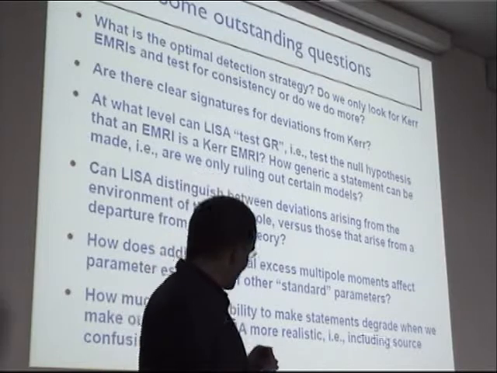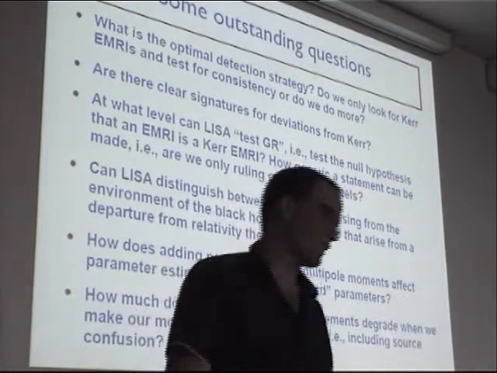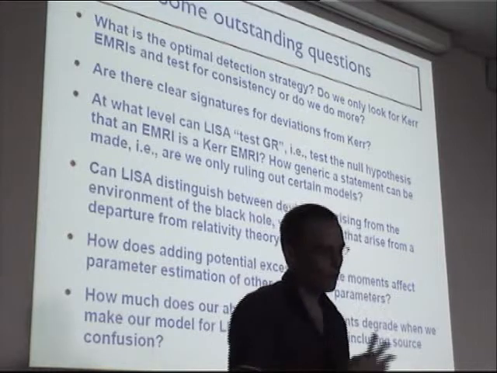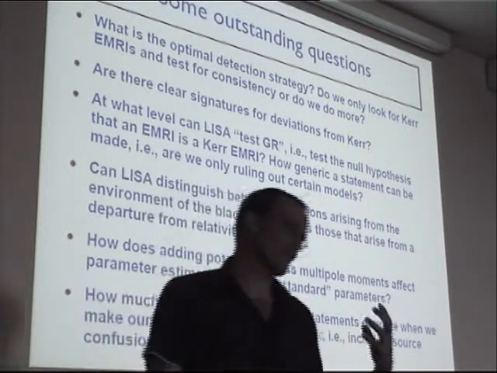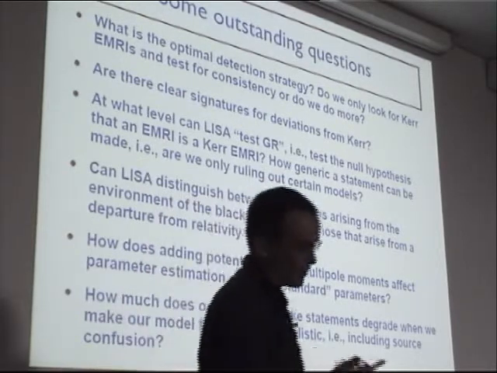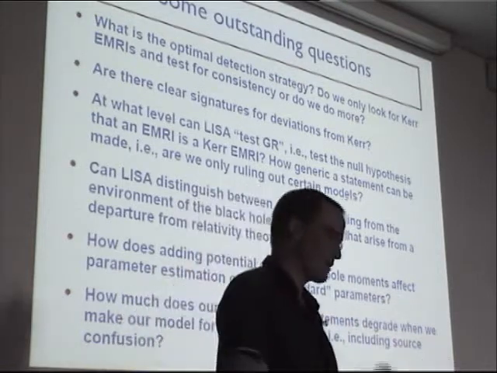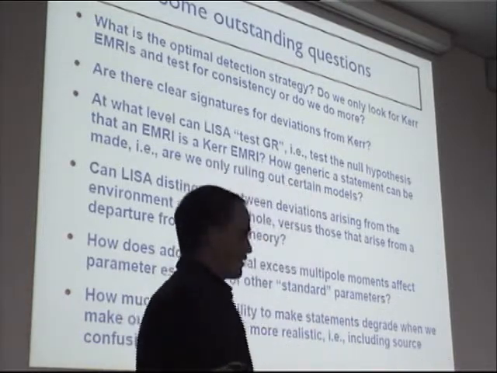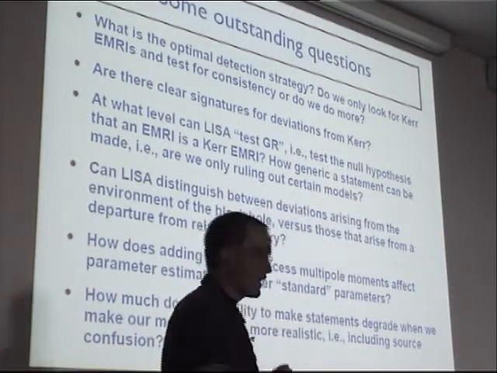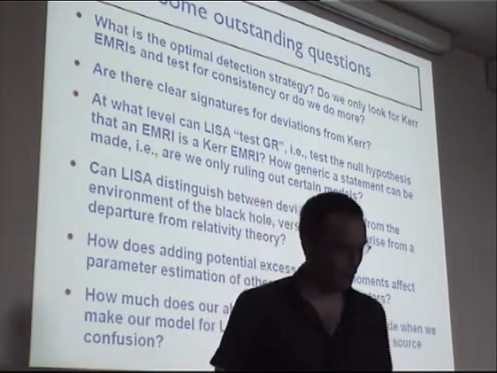And then this key point is, how does our ability to make statements degrade when we make LISA more realistic? The models we've used so far have been one or two EMRIs in a clean data stream. We do allow for the white dwarf binary background, but we don't account for residual noise that you get from not extracting supermassive black holes accurately, confusion background of EMRIs, and so on. And so our ability to make statements will degrade to some extent when we make LISA more realistic. But the question is exactly how much.